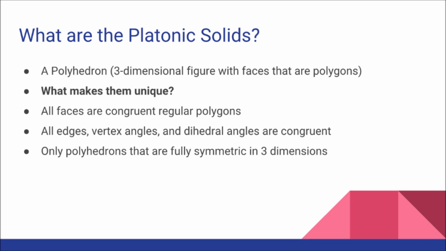A Platonic solid is a special type of polyhedron. In Greek, poly means many and hedron means faces. A polyhedron is a three-dimensional figure with faces that are polygons.